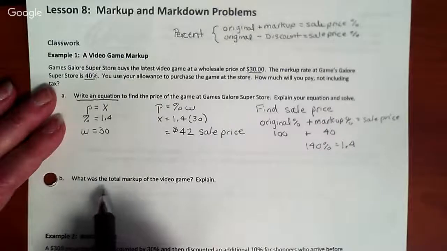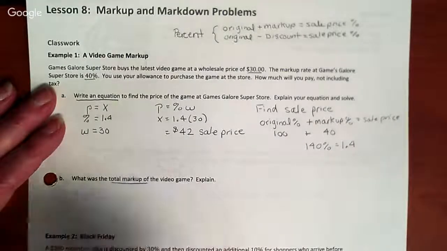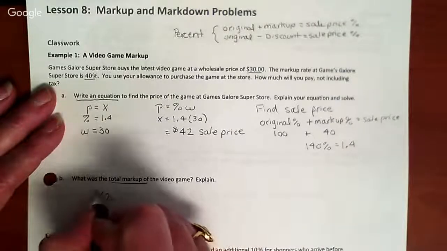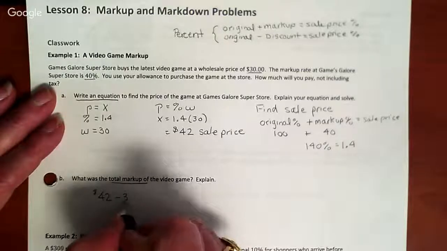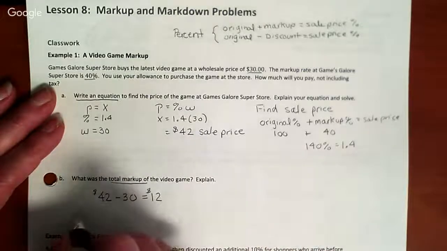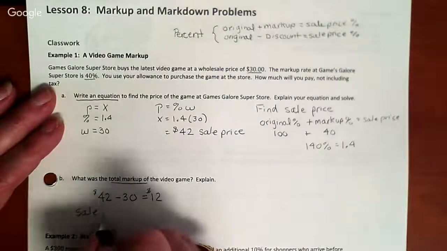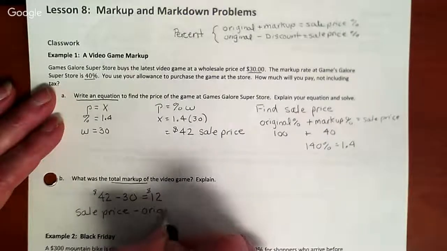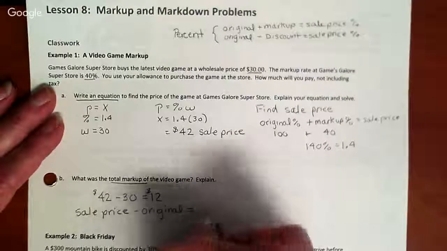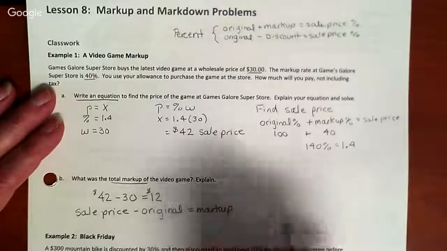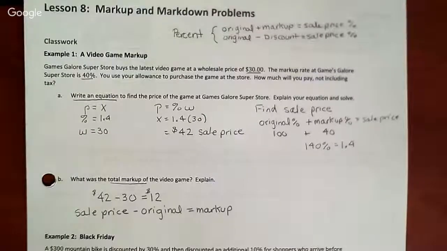Okay. So it says, what is the total markup of the video game? Well, our total markup is the sale price minus the original, which equals the markup. So sale price minus the original equals the markup.